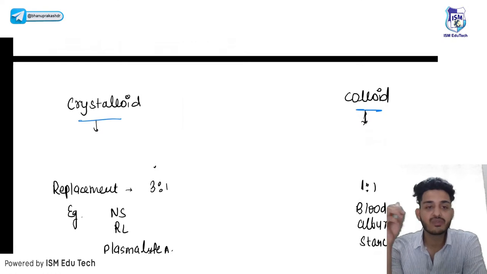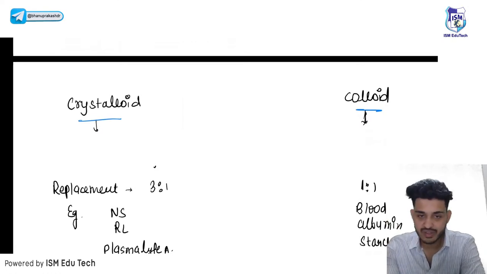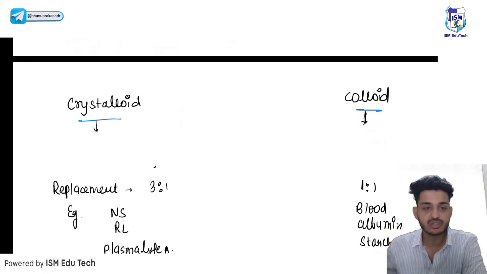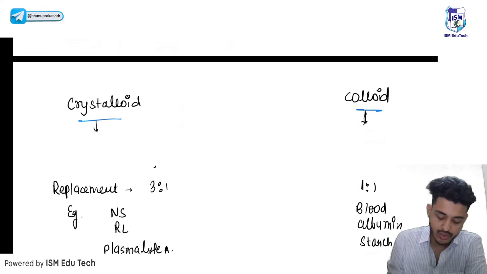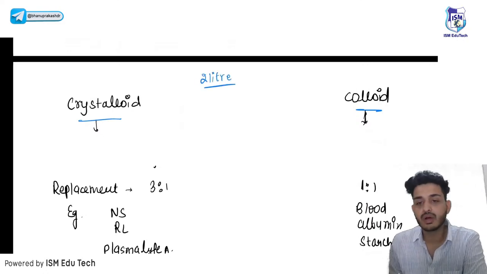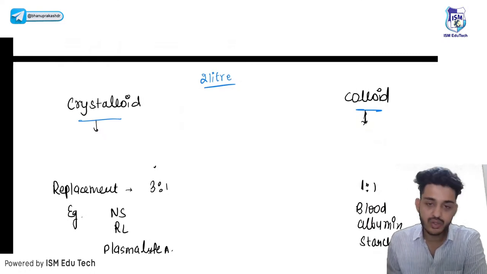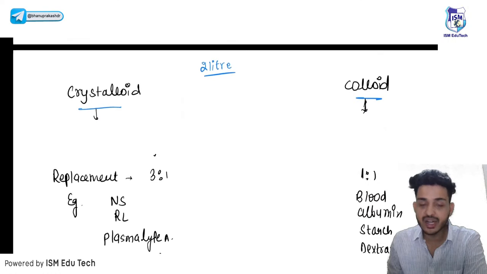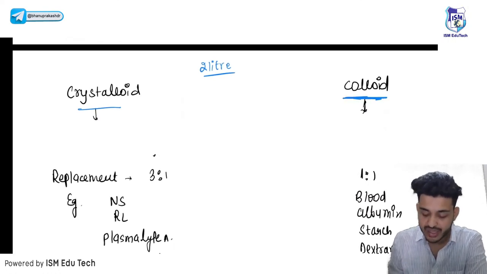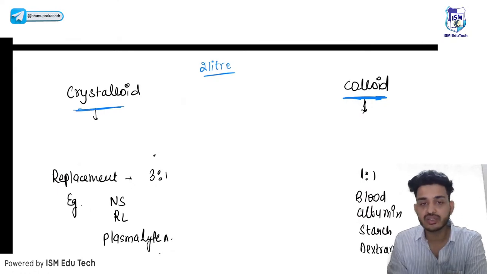For example, let's say if someone is going outside and he gets a road traffic accident. Then what will happen? He will come to OPD. And just tell me, if he has lost 1 liter of blood or 2 liters of blood, how will you manage? You will put a large IV bore cannula, that is orange color, 14 gauge, two large IV bore cannulas, and then you will try to replace the fluid. How will you replace it? If you are giving colloid, then how much colloid should you give? And if you are giving crystalloid, then how much crystalloid should you give?